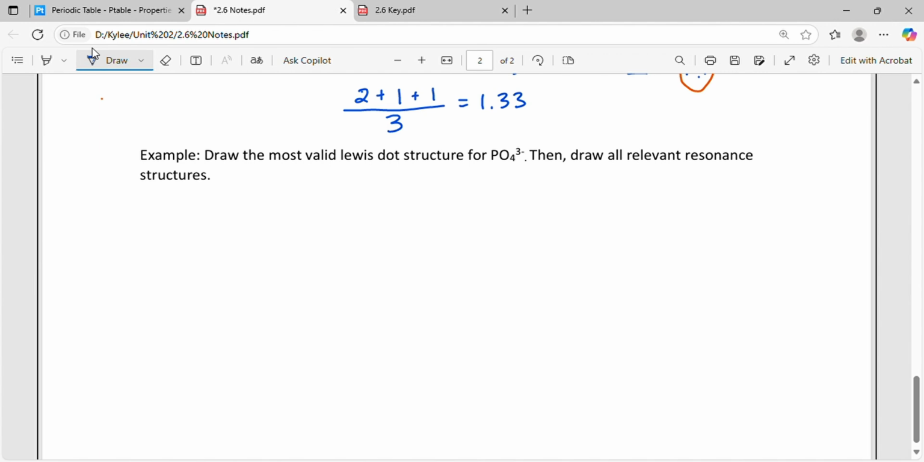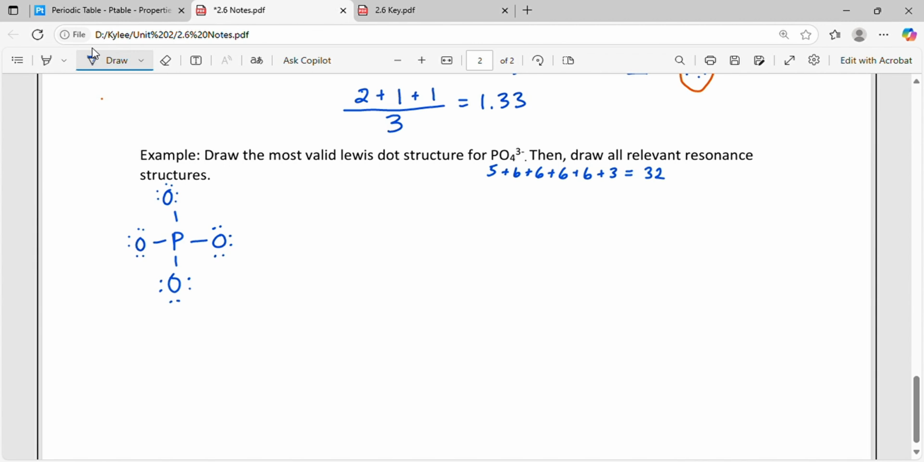First thing I'm going to do is I'm going to add up my valence electrons. I have 5 for phosphorus. I have 6 for each of the oxygens, and I have 4 of them. And then I've got an extra 3 because the -3 charge means I get to add in 3 extra. 32 total. I'm going to put phosphorus in the middle, and I'm going to connect everyone using single bonds. And then add the extra electrons as lone pairs. So this is one option of our structure.